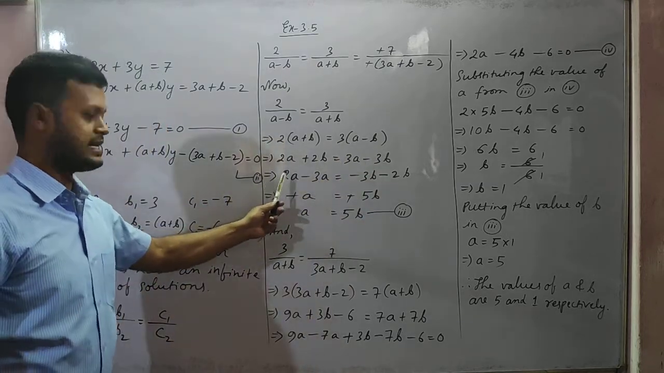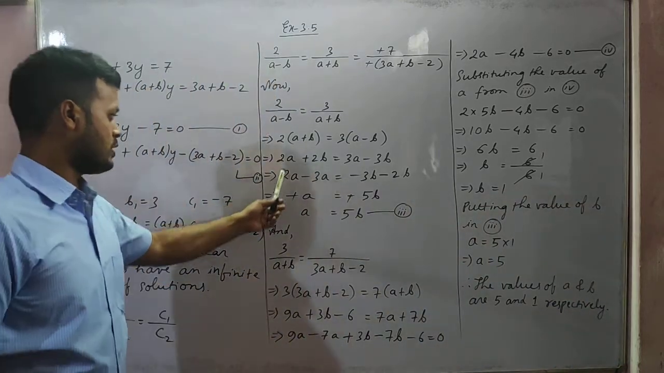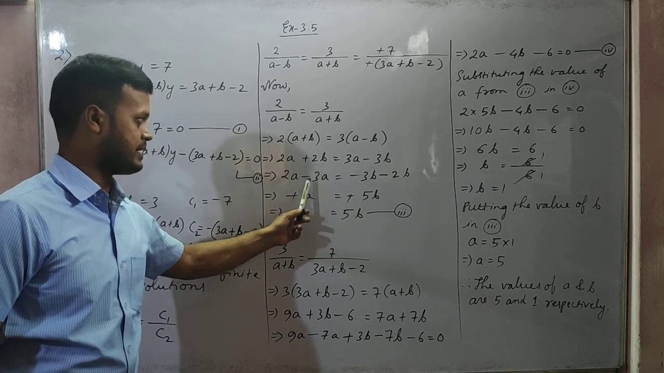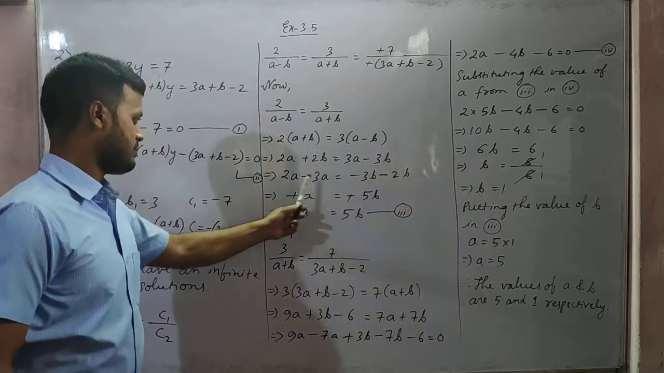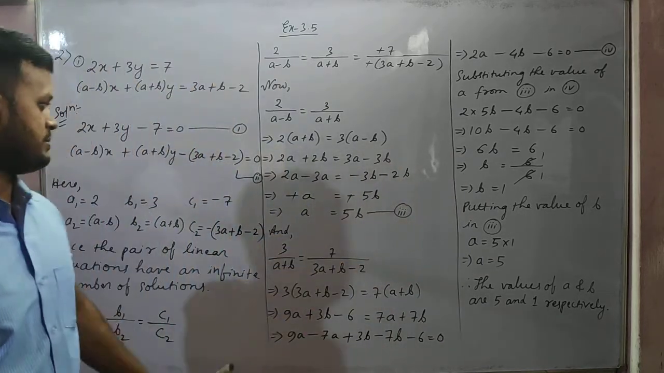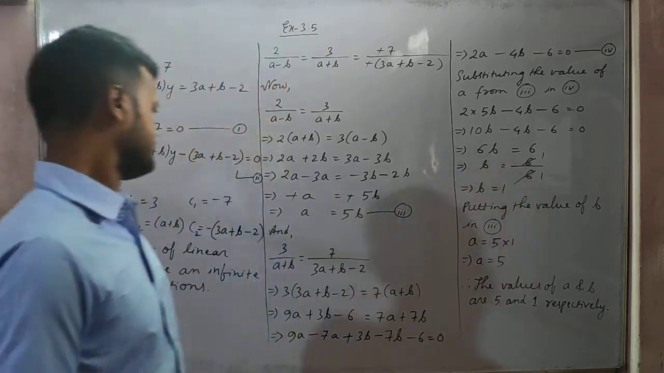Now 2a is here. I will take a and a together and b and b together. So 2a is here. 3a I have brought. 3a is plus here. If I bring it to the left hand side, it will become minus. 2b is plus here. If I bring it to the right hand side, it will become minus. So 2a minus 3a will become minus a, and minus 3b minus 2b will become minus 5b. Minus cancels. a is equal to 5b. Mark it number 3. Okay.